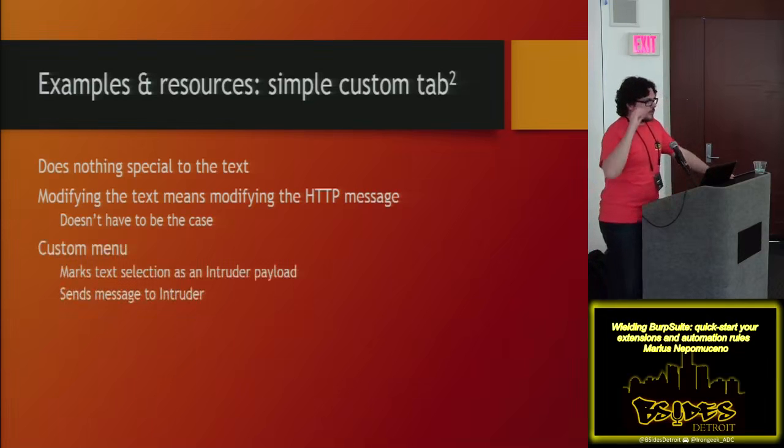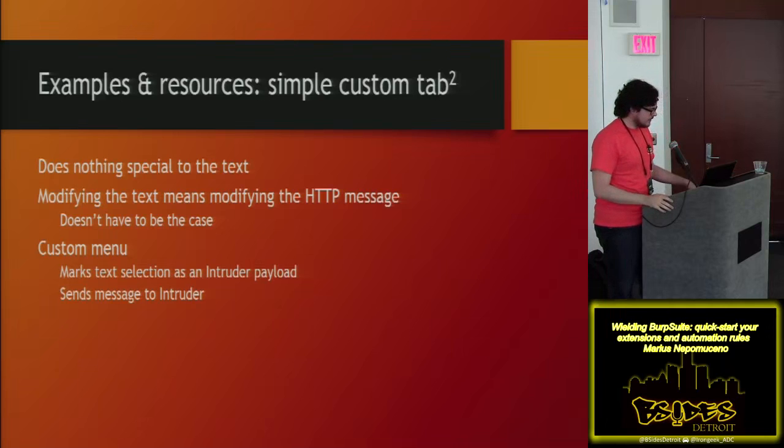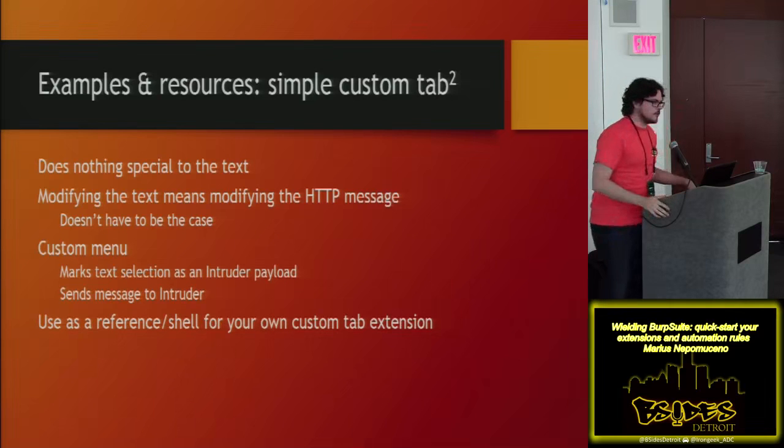It does have a custom menu, so when you see the custom tab in there and it has an HTTP message, you can select a piece of text by dragging your mouse. Right-click, and there will be an option to mark the text selection as an intruder payload, and then send it to intruder. Since the extension tells it where your selection was, intruder automatically marks it as an attack position, and then you can proceed to do your own payloads from there. So use it as a reference or a shell for your own thing. See how it works, build it from there.